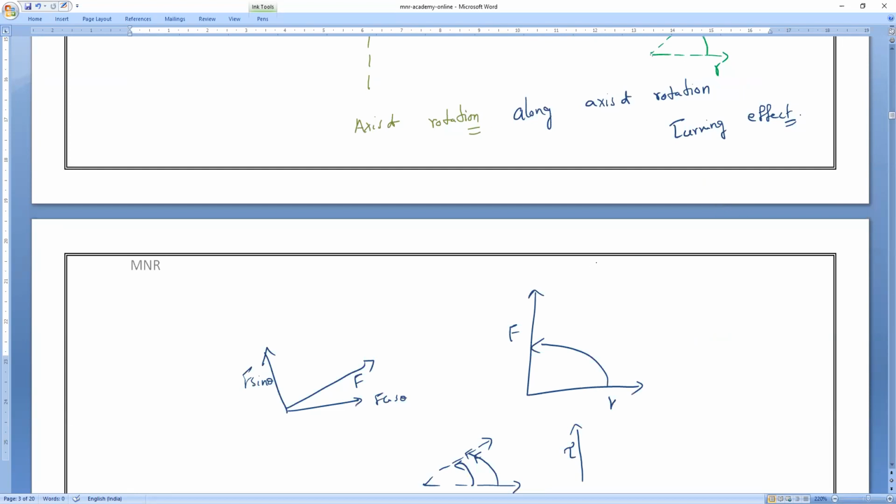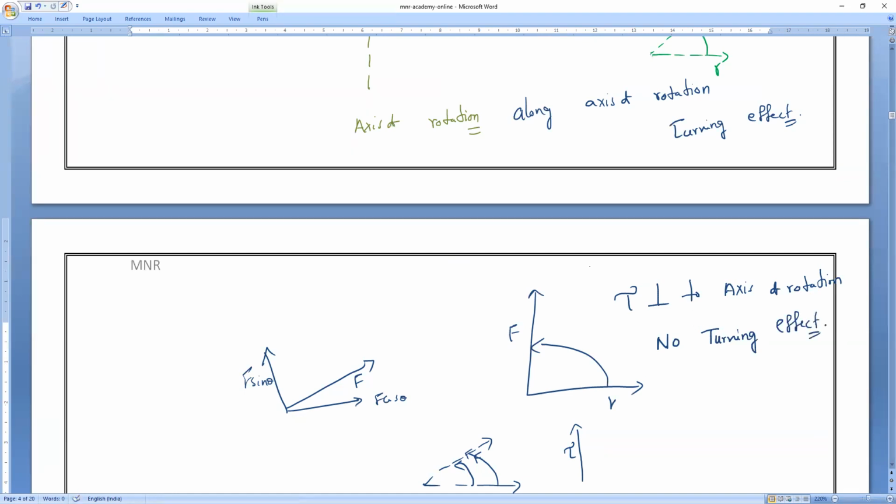Now be very careful. Whenever the torque is perpendicular to the axis of rotation, then what is the turning effect? Everybody? Perpendicular means what is the axis of rotation? No turning effect. No turning effect.